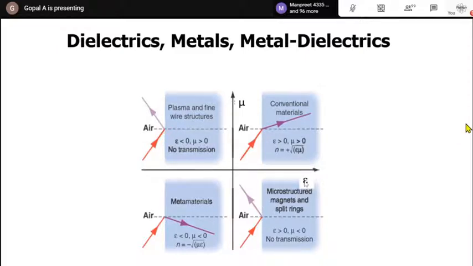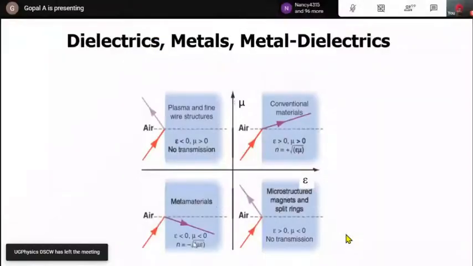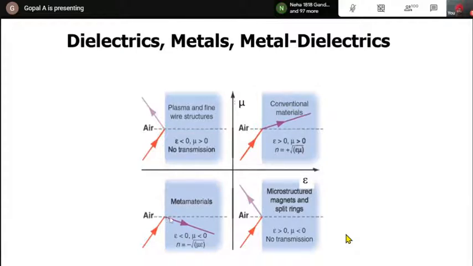Okay? So normal conventional materials, what we see around us every day in this world, all have epsilon and mu positive. But if you have a metal, for example, you can have epsilon less than zero and mu greater than zero. And if you have magnetic materials, you can have epsilon positive, but mu can be negative. But these metamaterials, which do not exist in nature, we can design and make as per our wish. Right? So these can have both epsilon and mu negative. So we can be gods in some sense. We can design our own materials now.